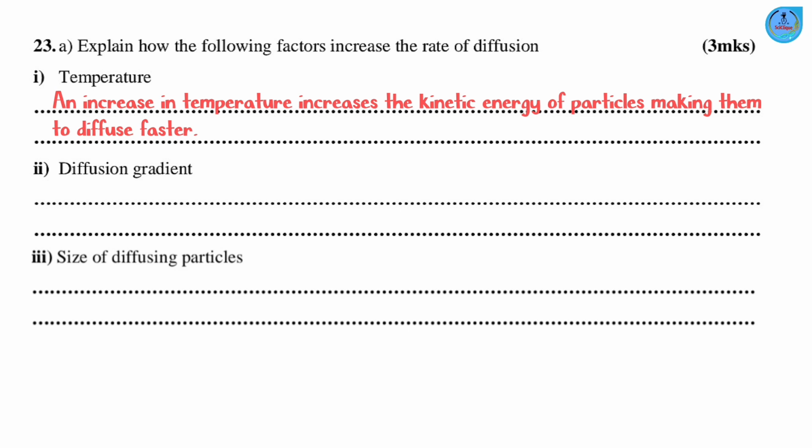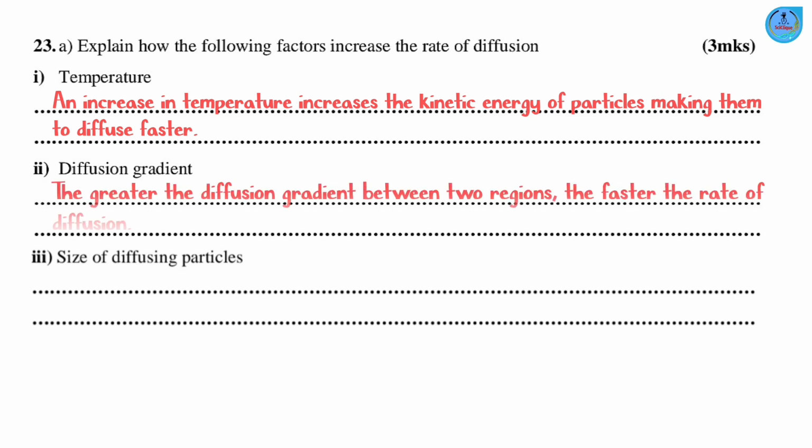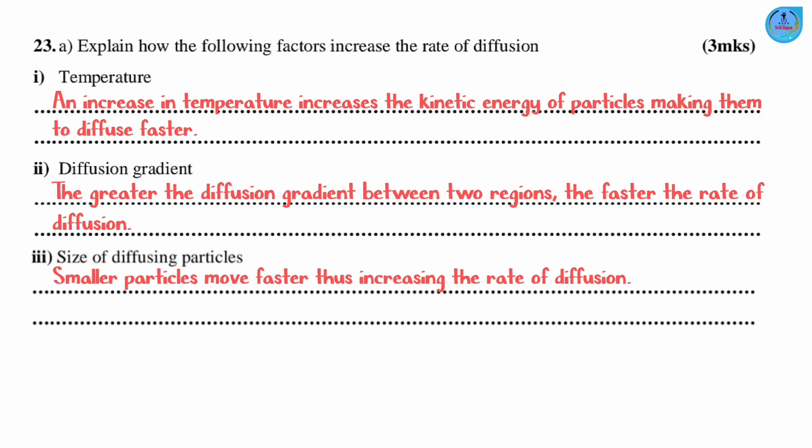Roman number 2, the diffusion gradient. So the diffusion gradient refers to the difference in the concentration of particles between 2 regions. So the higher the diffusion gradient between 2 regions, the faster the rate of diffusion. Roman number 3, the size of diffusing particles. Okay, so the smaller particles move faster, therefore increasing the rate of diffusion.